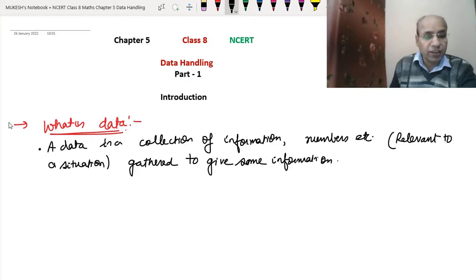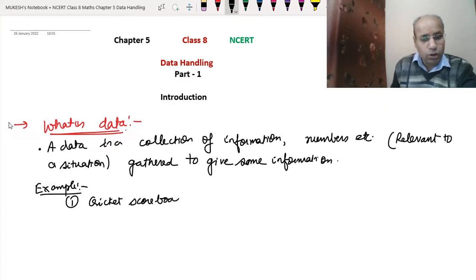So now what are the different examples of data? The first example that we can write is the cricket scoreboard. I think all of you or most of you must be watching cricket. There is a cricket board that comes up, where we get the player name, how many balls he has played, how many wickets that person has taken, and how many runs that person has scored. So the cricket scoreboard is a collection of information.